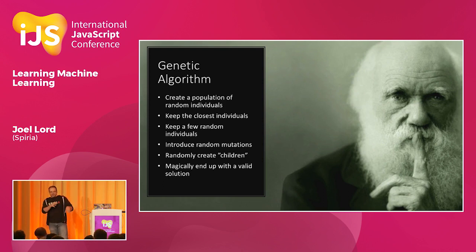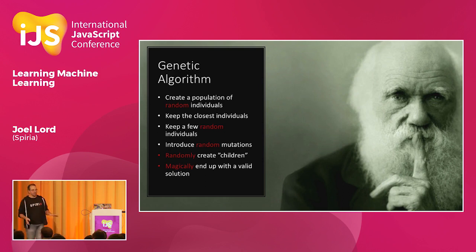And then you also keep just a few random ones in there. You just put them in there. And then you'll introduce random mutation in that new population. And then you'll want to get the same number of individuals at the end of each evolution. So you'll randomly create some children based on the parents, or the pool of parents that is there. And magically, you end up with a valid solution.